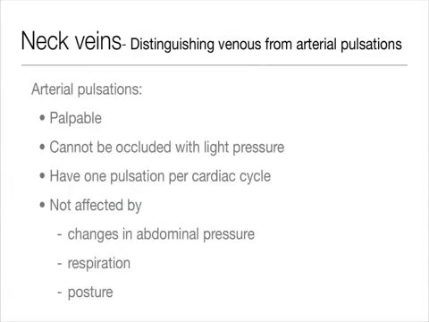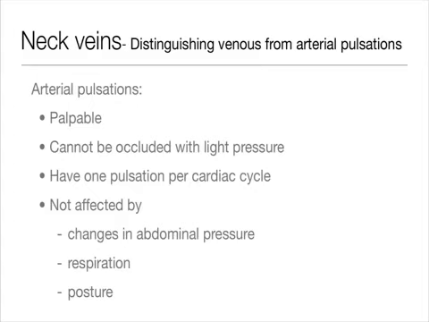So here are some tips on distinguishing venous from arterial pulsations. Arterial pulsations are palpable, whereas the venous pulsations are not. Arterial pulsations cannot easily be occluded with light pressure, where venous pulsations can. Arterial pulsations have one pulsation per cardiac cycle, where the JVP has a biphasic waveform.